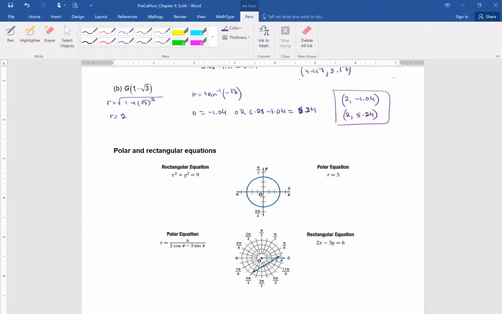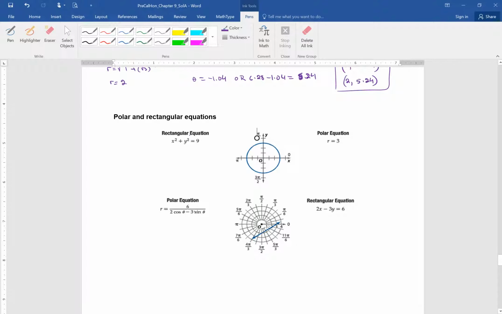Okay. All right, so look at this. Here's another way we can mesh polar and rectangular. I have a rectangular equation here, and immediately when you see that equation, you should be able to recognize that it's an equation of a what? x squared plus y squared equals r squared. This is a circle with a radius of 3. And if I graph this, this is a circle with a radius of 1, 2, 3.